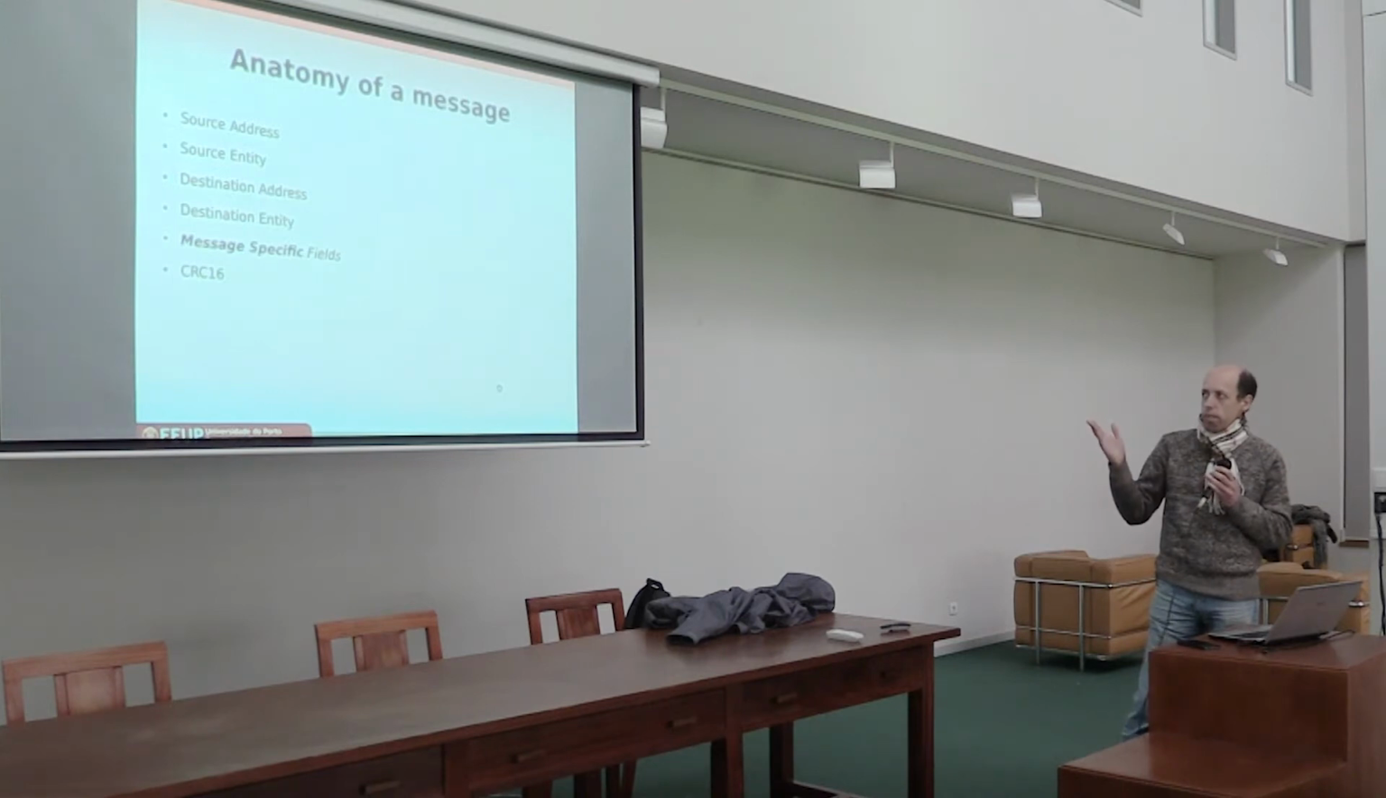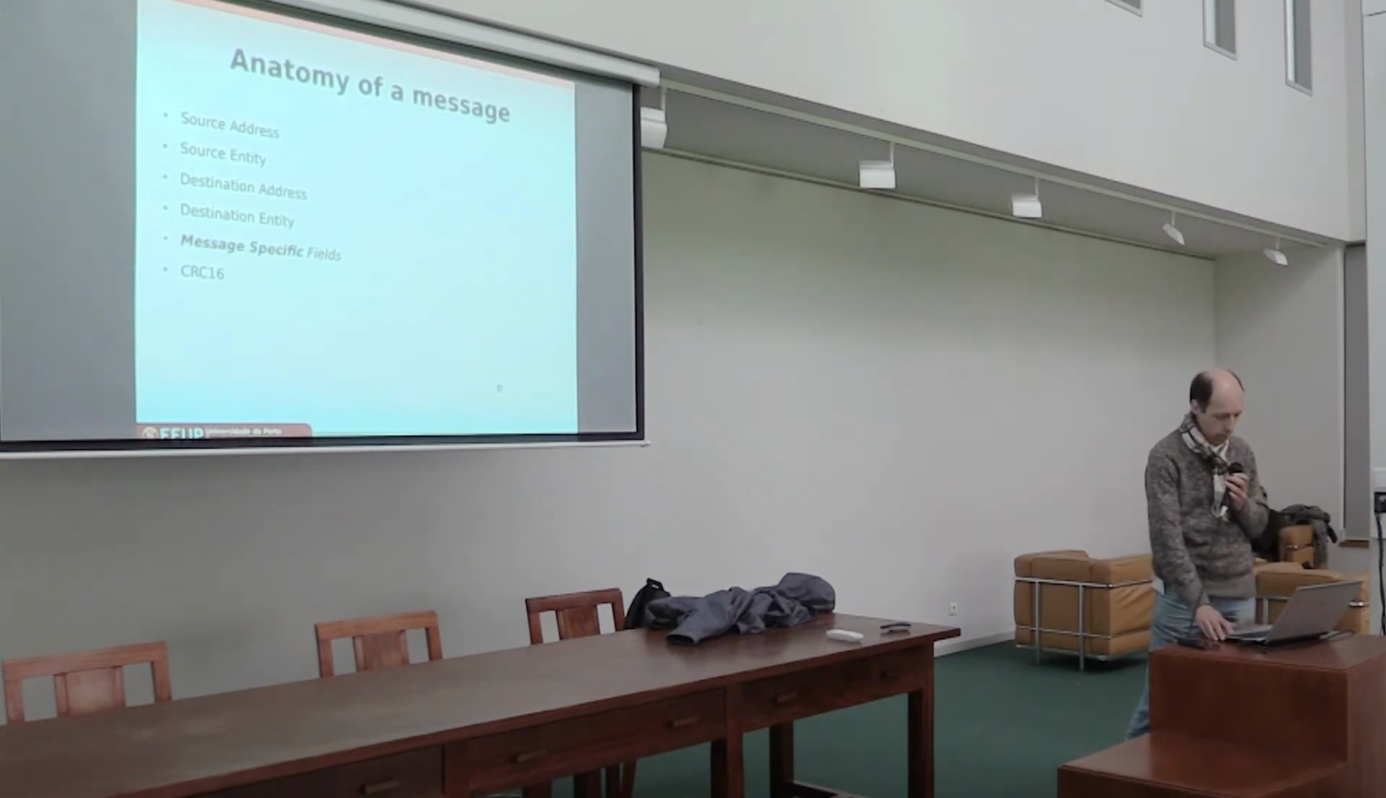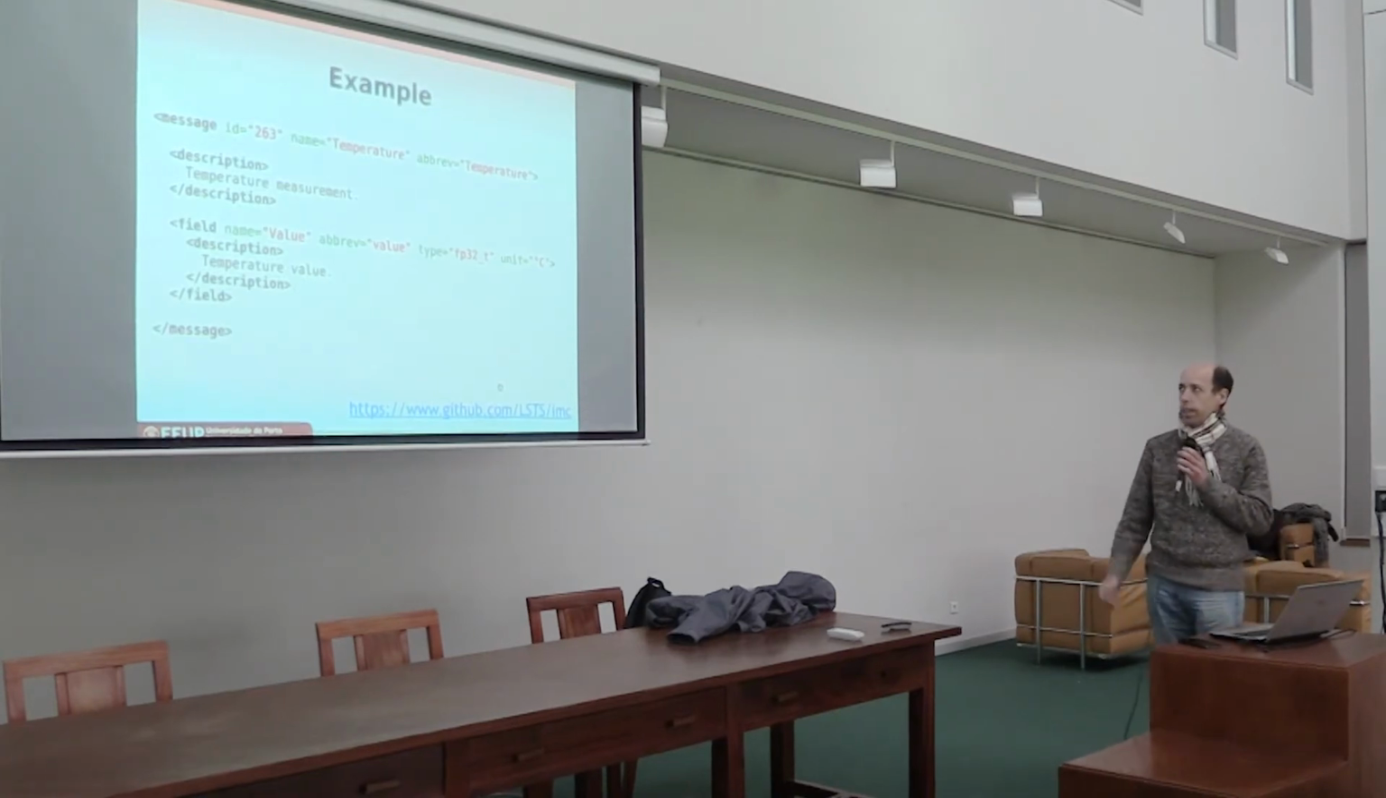Then you have the source address, which is the IMC address of the system that is producing this message, the source entity, which is the subcomponent that created that message, and then you can have the destination address, which is the destination for another IMC system that you want to send this message to, and also if you want to address a subsystem on another system. And you have the message-specific fields, and at the end you have the CRC, which is 16 bits.